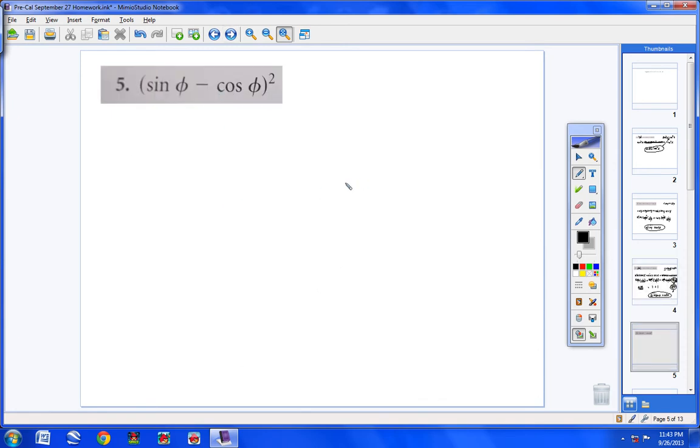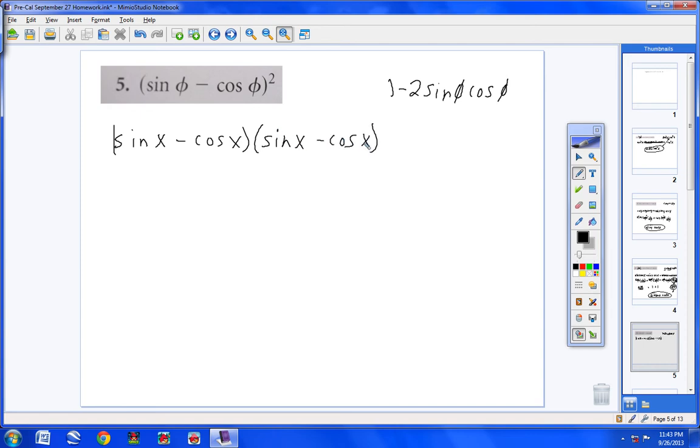All right, number 5. The answer for number 5 is 1 minus 2 sine cosine. So let's go ahead and write, I'm just going to use an x. In the very end, I'll change it back to this weird thing. Sine x minus cosine x, sine x minus cosine x. There we go. Let me grab a drink of water real quick.